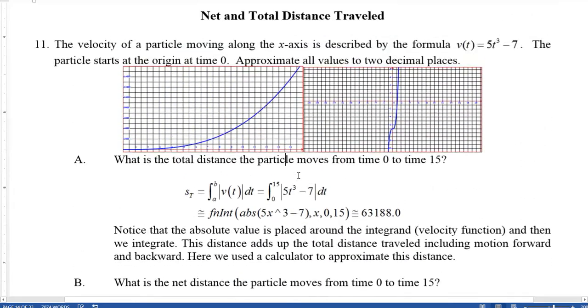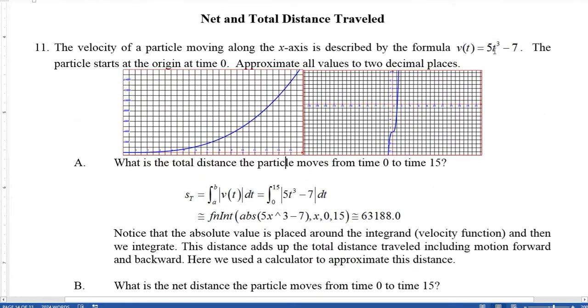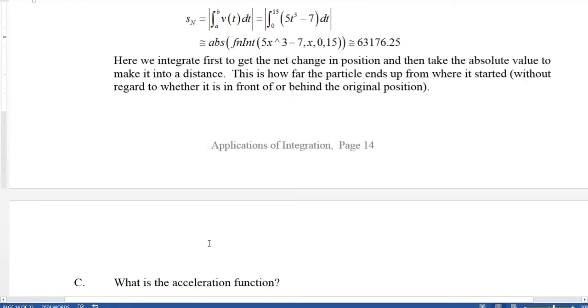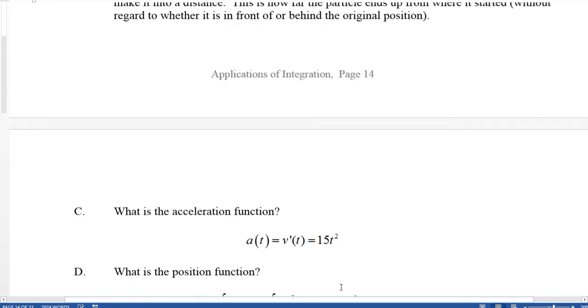Acceleration is the derivative of the velocity. So if we take a derivative here, we get 3 times 5 is 15. It goes down to the second power. Here's the 7, negative 7 is 0. So it's just 15x squared.